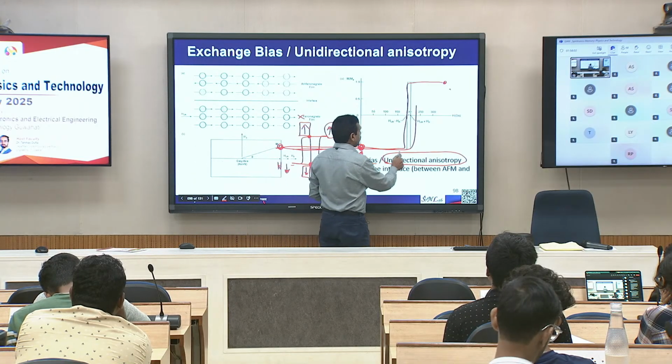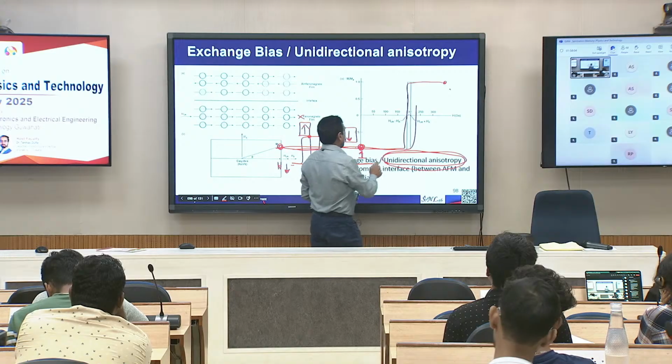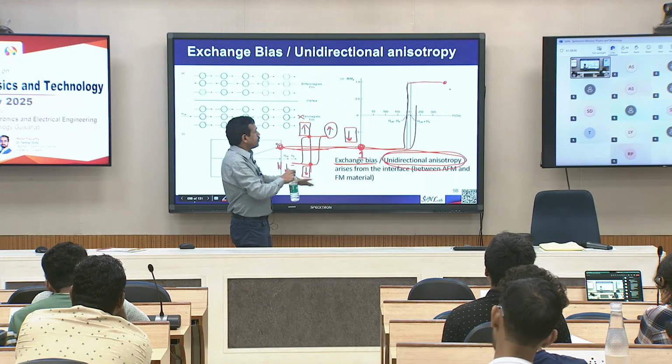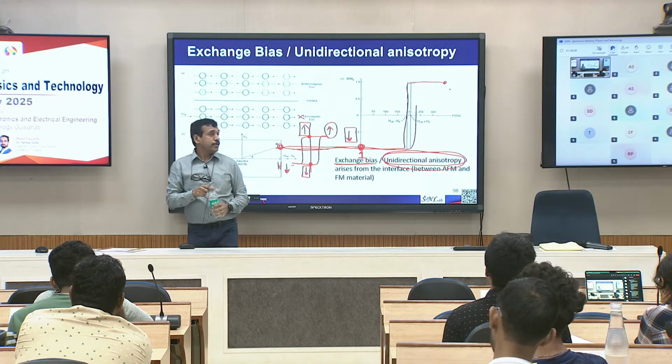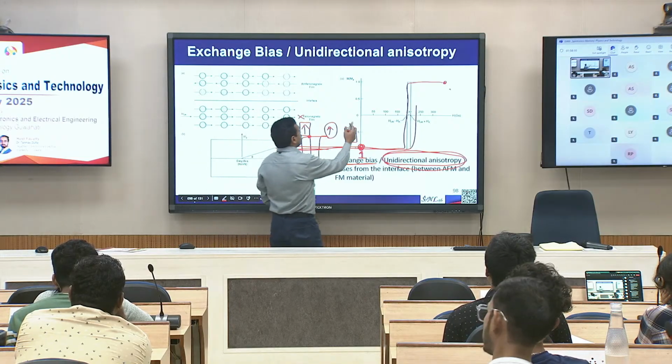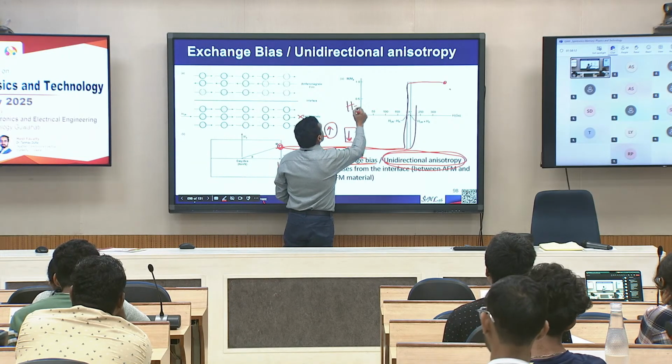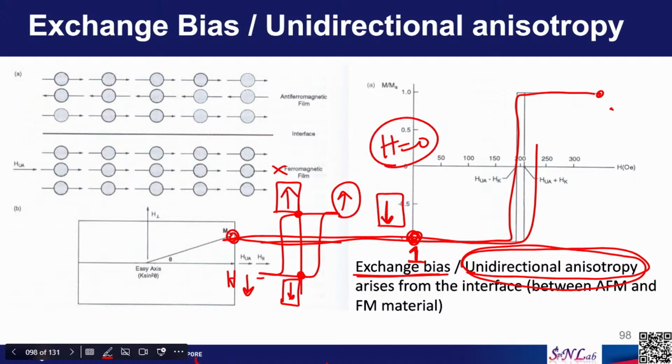So, there is only one direction of magnetization at remanence. Remember this one. At zero field, the magnetization has only one direction. This anisotropy is also called unidirectional anisotropy, and it arises from the interface between the antiferromagnetic material and the ferromagnetic material.